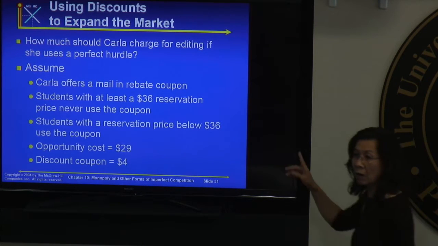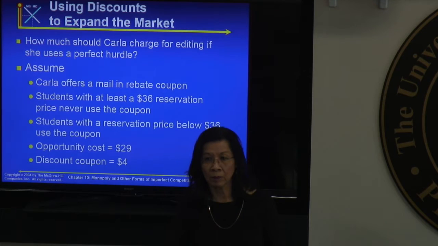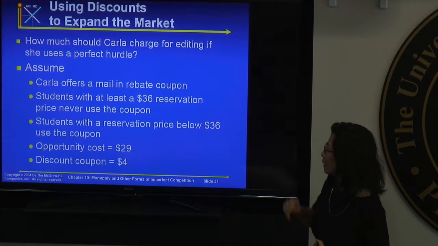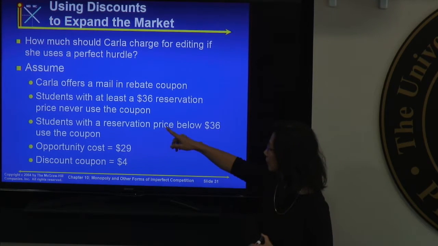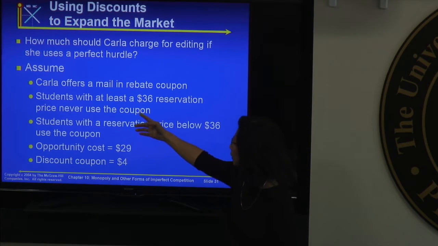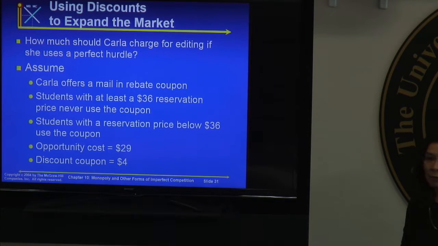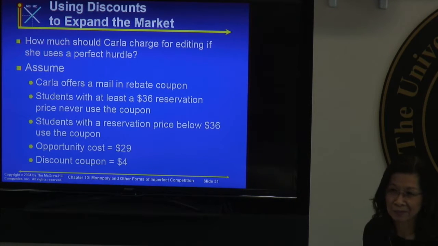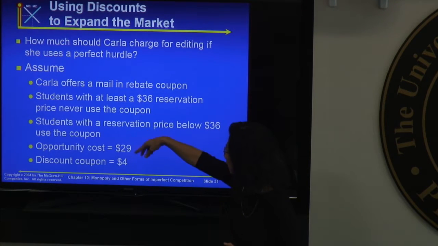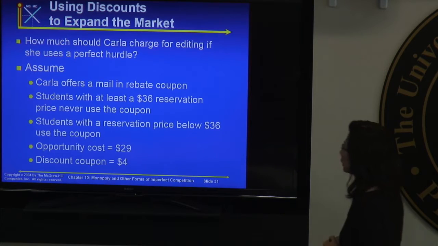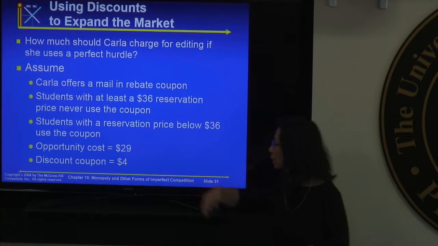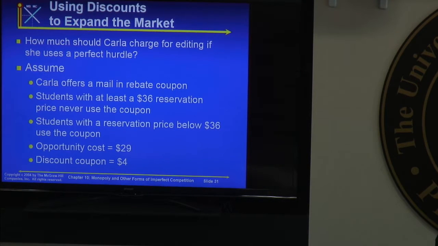Okay. Now she's going to offer a coupon to this 8th student. She says, well, okay, I have a mail-in rebate coupon now. And if you mail in that rebate coupon, you get a $4 discount. Not bad. Now, students with at least a $36 reservation price never use a coupon. That's probably true, you don't bother. Students with a reservation price below $36 will use a coupon. Opportunity cost is the same, $29. The discount coupon is $4. So now the table looks very different.